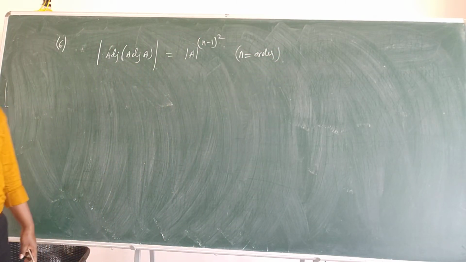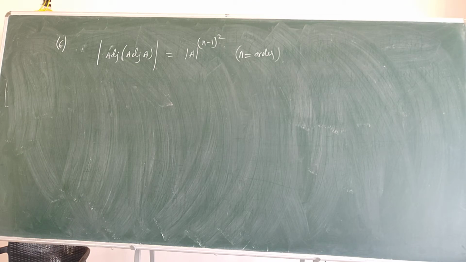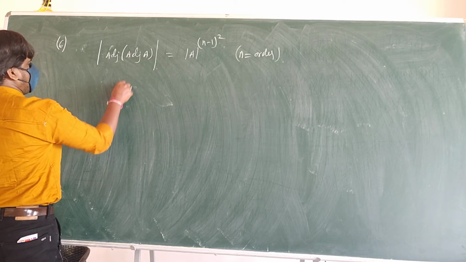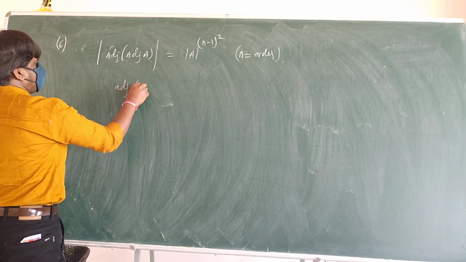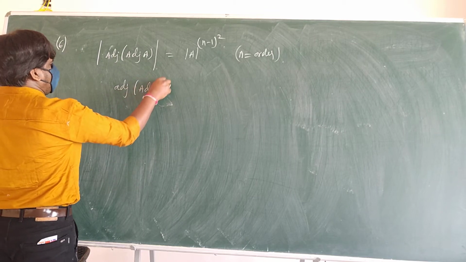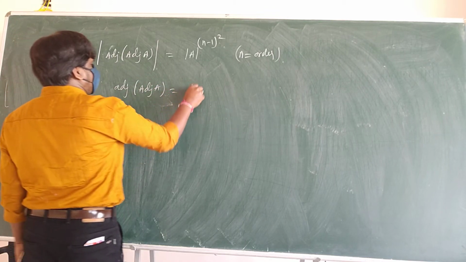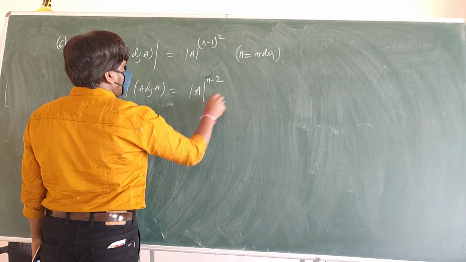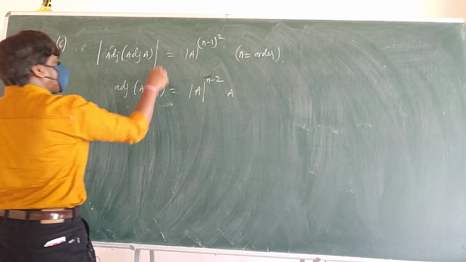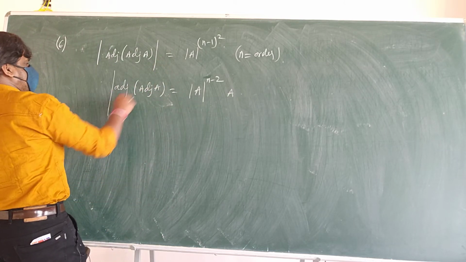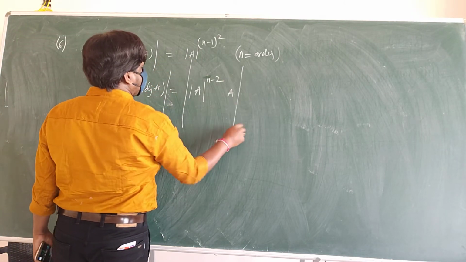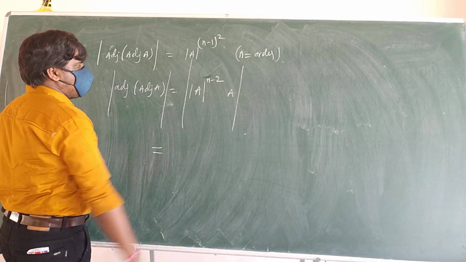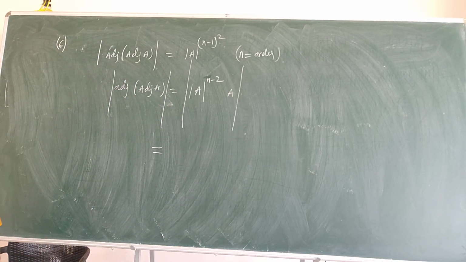So how to prove this one? Just before, we proved the adjoint of adjoint matrix. What is the adjoint of adjoint matrix? Before the fifth proof, adjoint of adjoint A is equal to how much? Determinant raised power n minus 2 into A. Now apply determinant on both sides. Here apply determinant, here apply determinant. So that is going to give the answer.